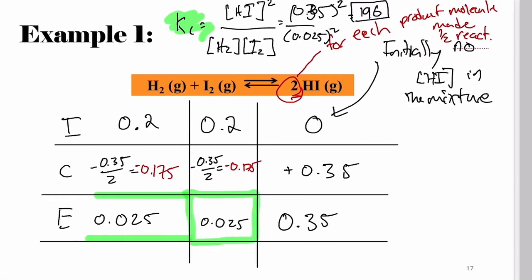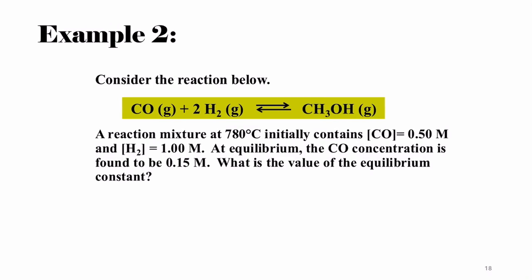All right, so here's another one. We have carbon monoxide and hydrogen gas going to methane. And so we get a mixture at some temperature, and we have initial concentrations of carbon monoxide and hydrogen gas, right? So think about where that is in our reaction. And then it gives us, at equilibrium, the concentration is found to be 0.15 molar of one of the species. What is the value of the equilibrium constant here?